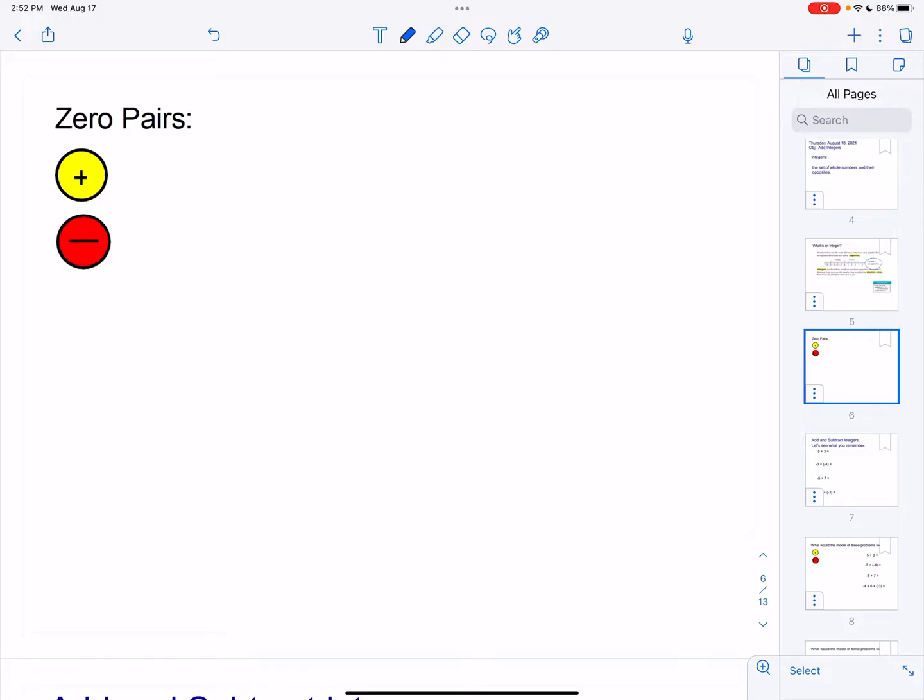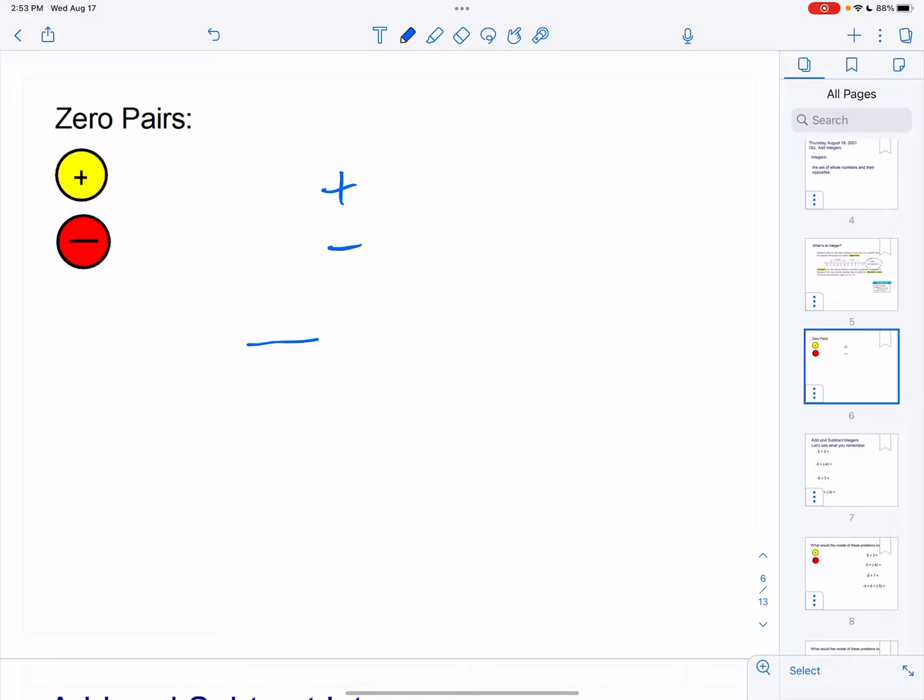Now, in this particular program I'm using, I don't have the capability of pulling out the red and yellow chips that you see there on the left, so I'm just going to use plus and minus whenever we're dealing with that. So I need you to understand what a zero pair is. A zero pair is a pair of red and yellow counters that represent the number 0. So that means I would have one positive and one negative, and that represents a 0.